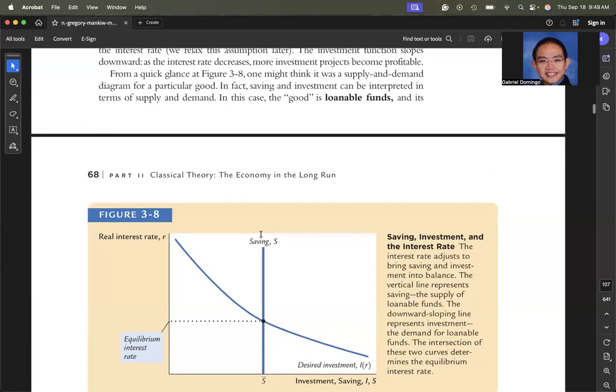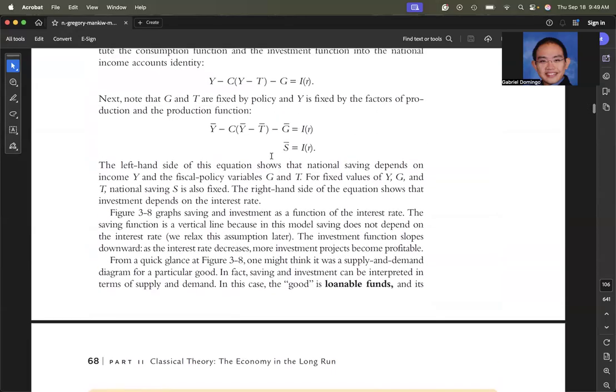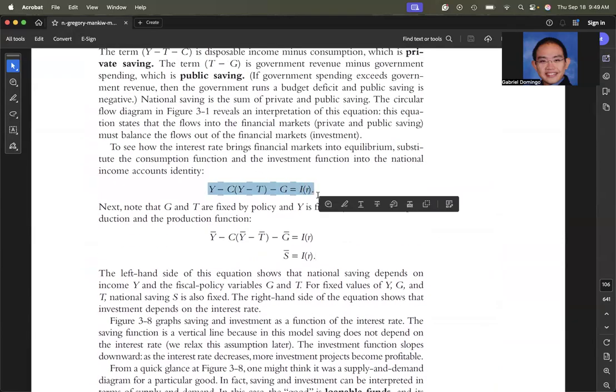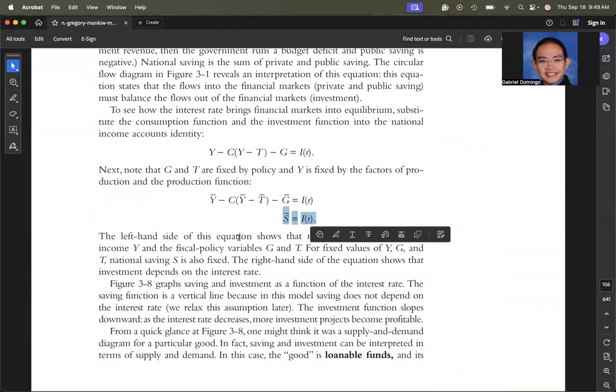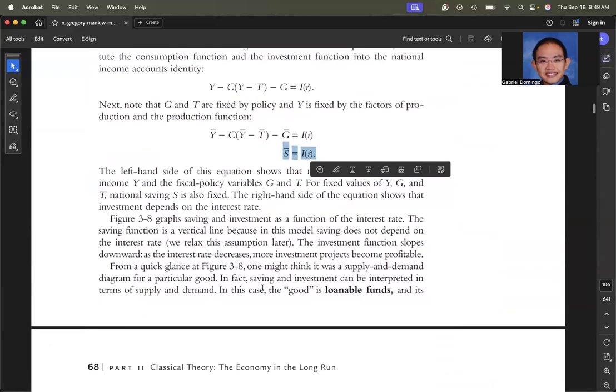So the interpretation here, guys, is S equals I. This is the equilibrium condition, not just of the market for goods and services, but you can think of it as the equilibrium condition in what's called the market for loanable funds, where S is the supply of loanable funds, and I is the demand for loanable funds, which is called investment.